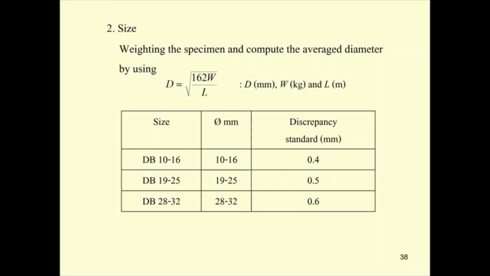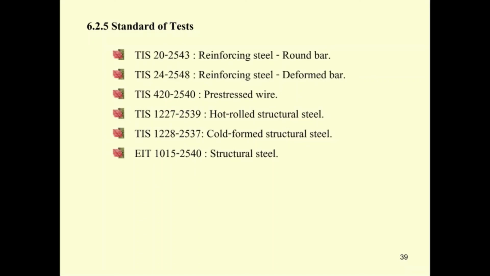Okay, so you have only one way to check the size of the deformed bar, by putting it into this equation. You got to weigh it. You got to measure the length, and you put it into the equation. You get the diameter. The standard of tests, there are a lot of standards of tests. The important one is for reinforcing steel. This is for RC, for reinforced concrete. For the pre-stressed wire, this is for pre-stressed concrete.